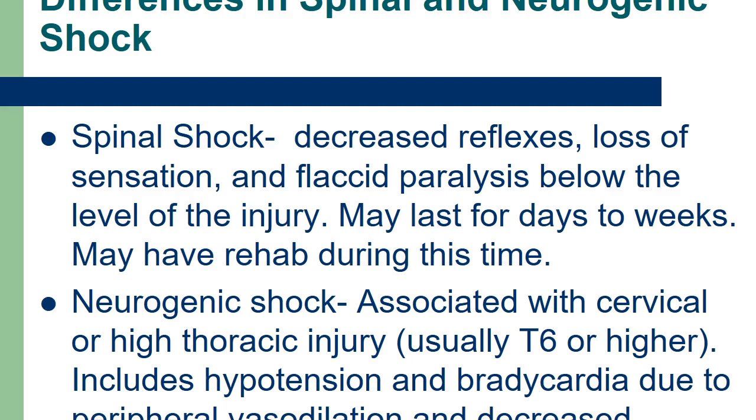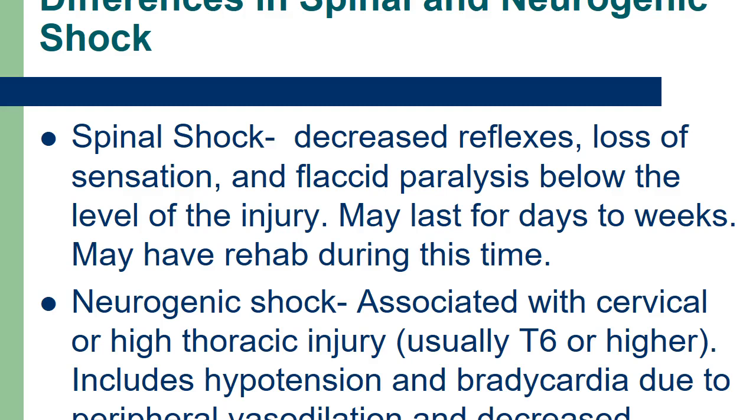And then neurogenic shock. It's associated typically with cervical or high thoracic injuries, usually T6 or higher. And it's going to include hypotension and bradycardia, because what's happening is the body in shock is dilating. Okay, so we're having vasodilation, and in turn, if we vasodilate, we have a decreased cardiac output. This is happening because of the loss of the sympathetic nervous system innervation.